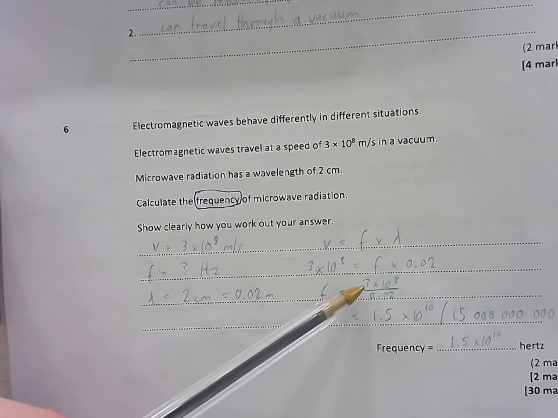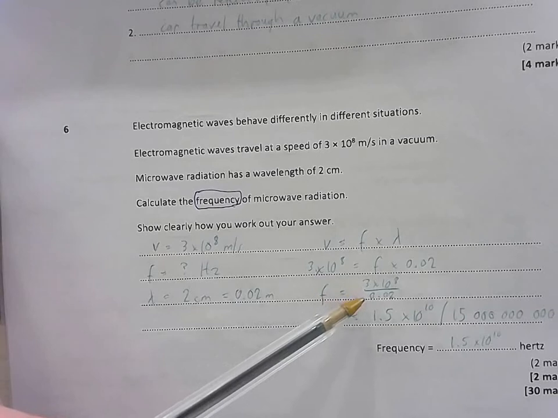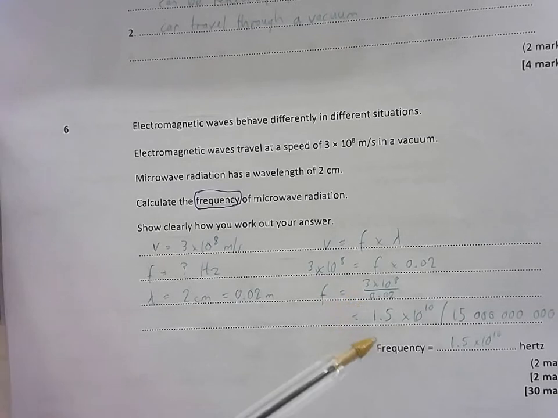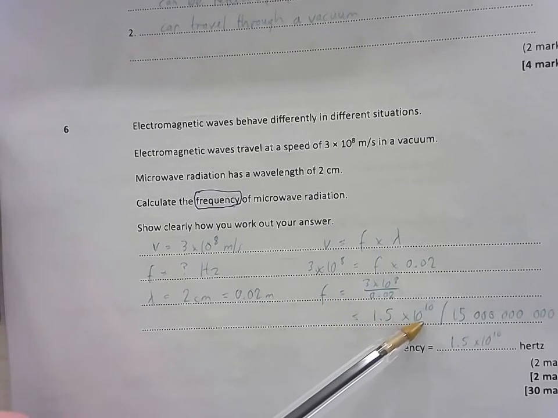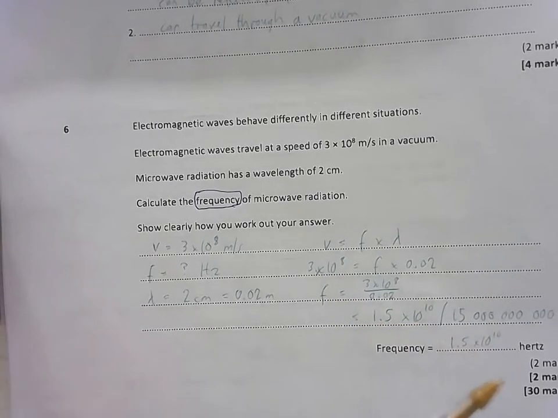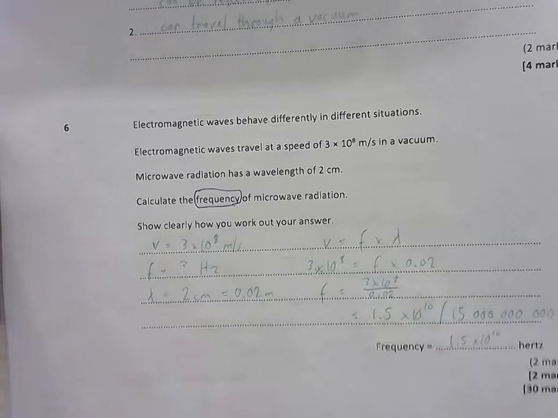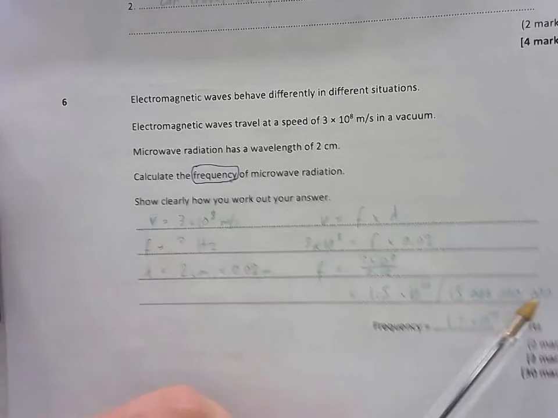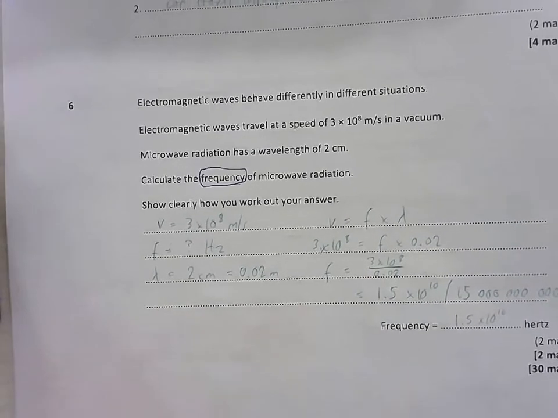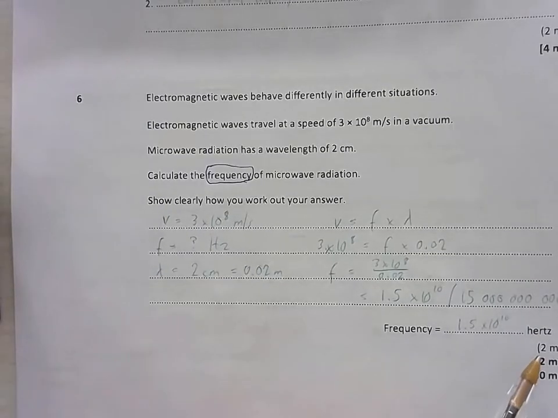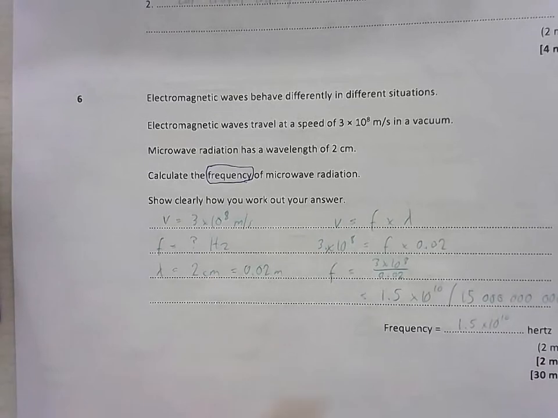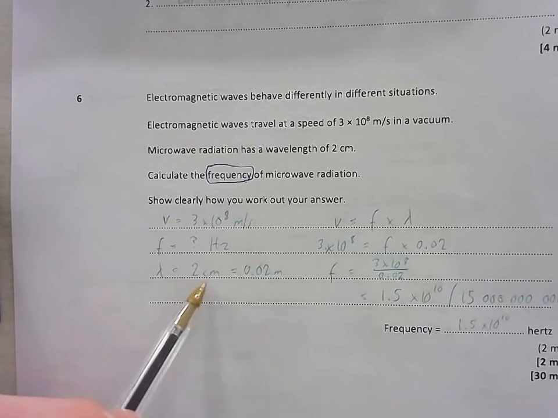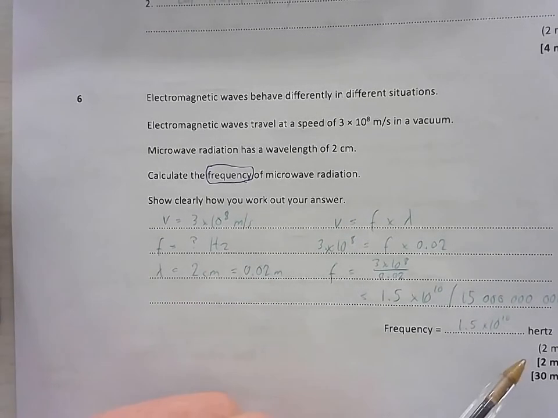So the frequency is going to be 3 times 10 to the power of 8 over 0.02, which gives us a frequency of, in standard form, 1.5 times 10 to the power of 10, or it's acceptable to give the non-standard form answer. So we got 15, and then we've got 9 zeros after it. So either of those is fine, and that's what we need for the 2 marks. If you forgot to convert the 2 centimeters into meters, you could still get 1 mark for following the rest of the steps fully.